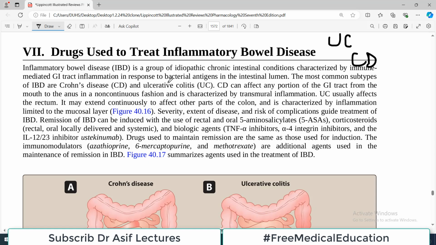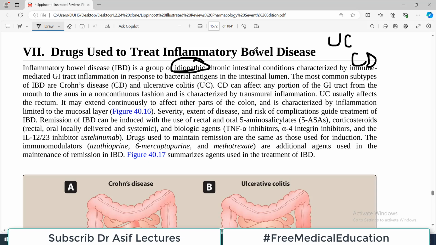तो जो inflammatory bowel disease है, it's a group of idiopathic chronic intestinal conditions. So by and large the causes are not known and they are characterized by immune mediated GI tract inflammation in response to bacterial antigens in the intestinal lumen. So it is believed that this sort of disorder basically takes place because of an immune reaction to a lot of bacterial antigen. Now we get bacteria quite a lot in the food, there are bacteria in the gut, and some of the antigen can be the initiating feature for this inflammatory reaction, which is known as inflammatory bowel disease.